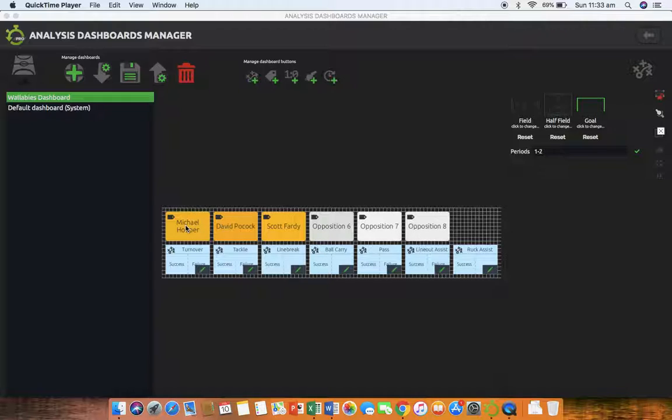So for the Australian side, I'm looking at Michael Hooper, David Pocock, and Scott Fardy. In essence, these positions have quite a lot to do with attack and defence. So the performance indicators I wanted to use for this analysis do reflect that. They have both attack and defensive attributes.